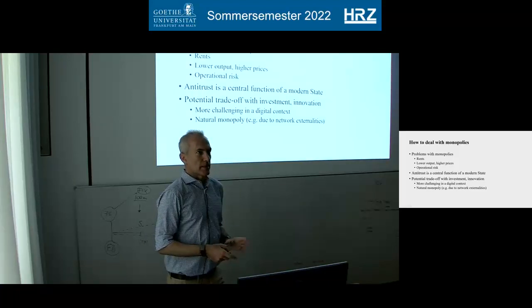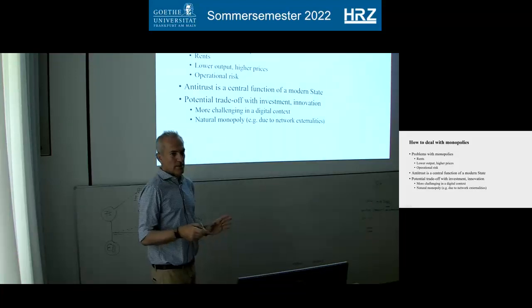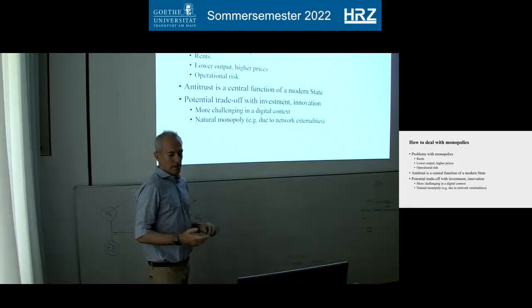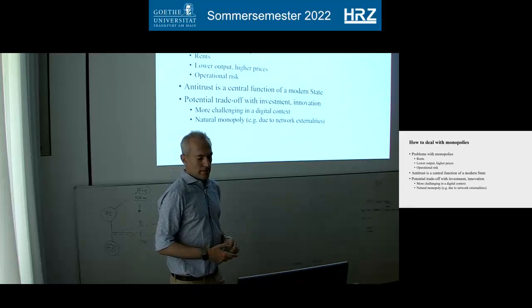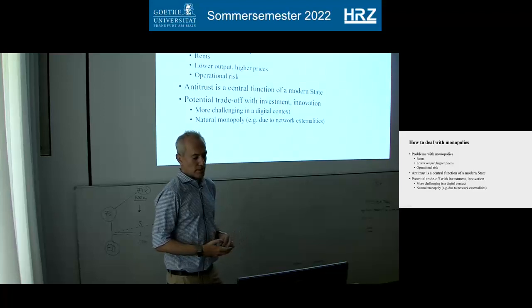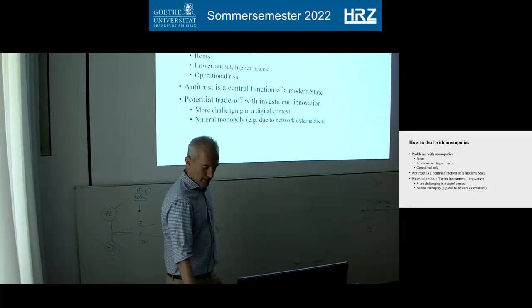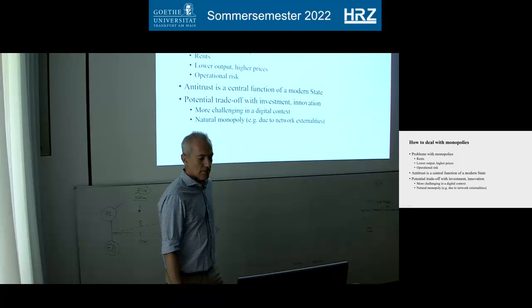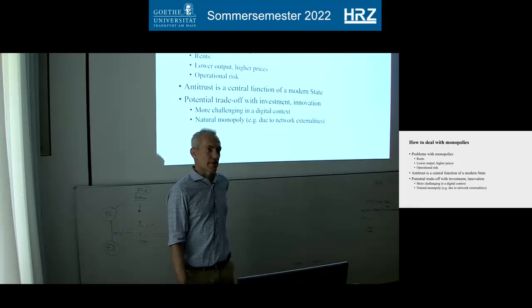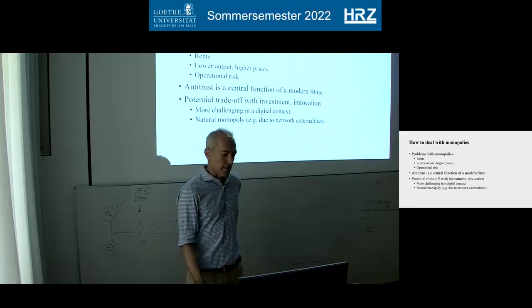Just to say, for example, there are very few credit card providers. It's a very concentrated market. There are only 2 or 3 big providers. So if one of them goes down for operational reasons, many payments cannot be done. So if the Visa system goes down, this creates an operational risk for the whole economy because many payments cannot be done, because it's so concentrated. As a result of these concerns, antitrust is a central function of a modern state. All modern states have some antitrust authority. Antitrust is basically to combat monopolies and to make sure that there is enough competition.